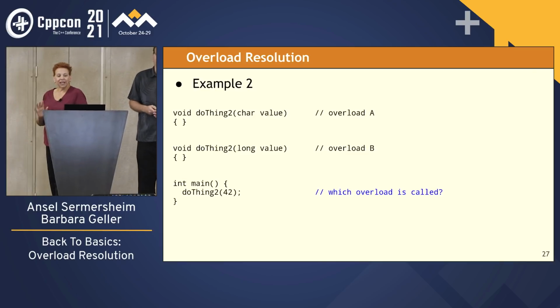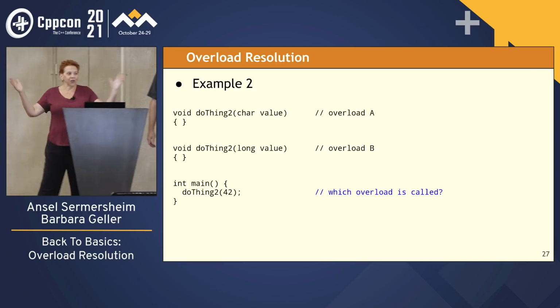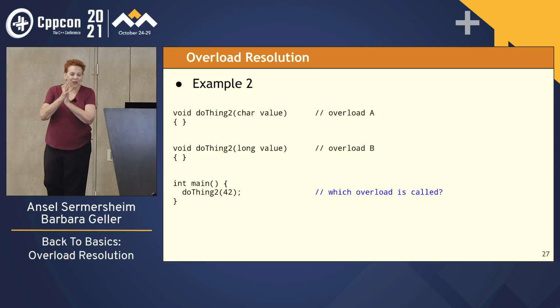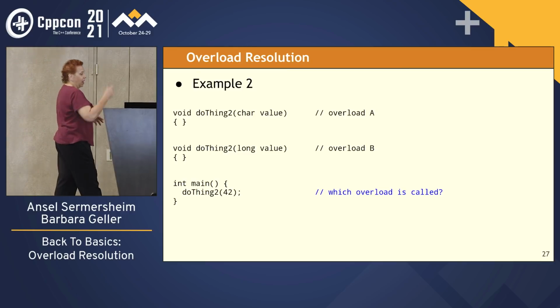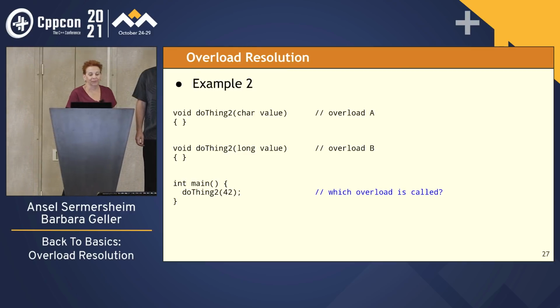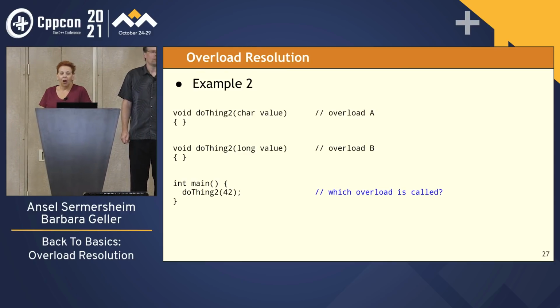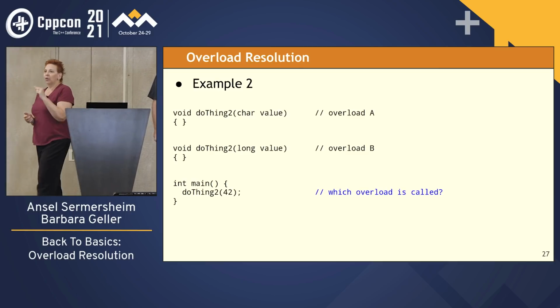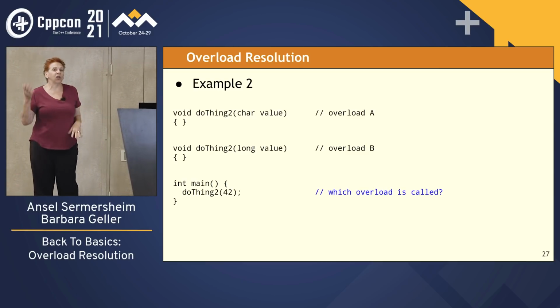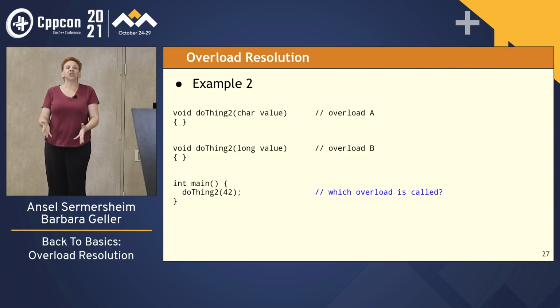Let's take a look at example 2. This is our first quiz, and we're going to try to do these pretty quickly if we can. So we have main, and do thing, we are passing a 42. Which one gets called? Overload A or overload B? And again, if you're online and you want to vote, please do so. We have a moderator here who can tell us.